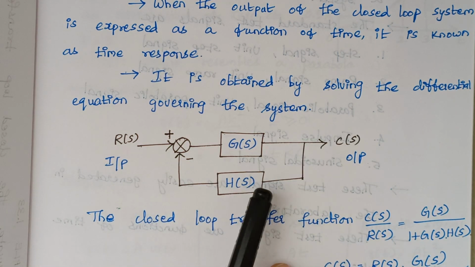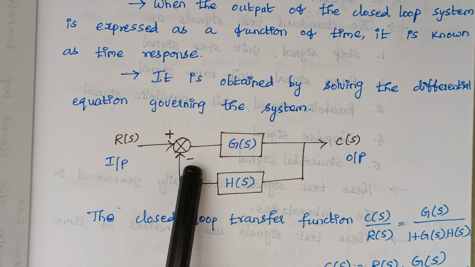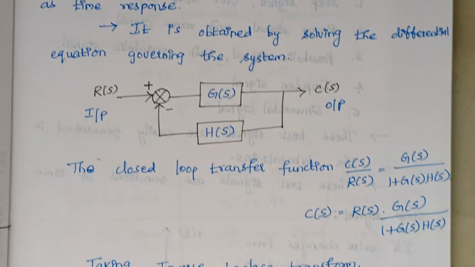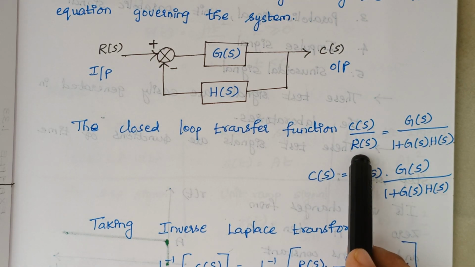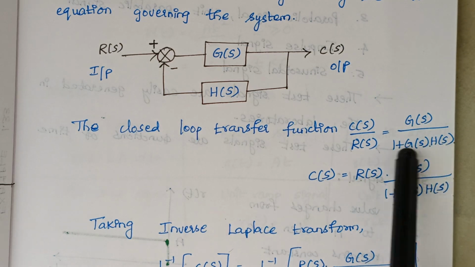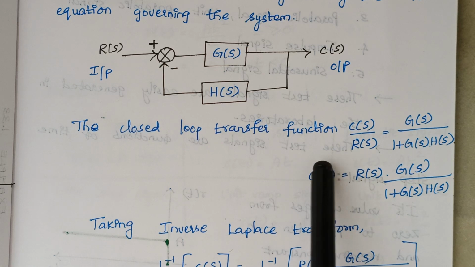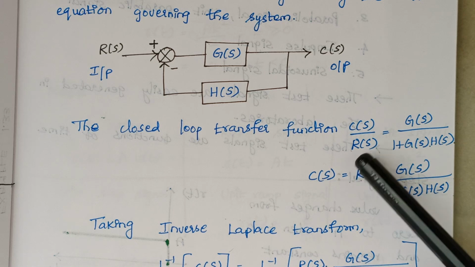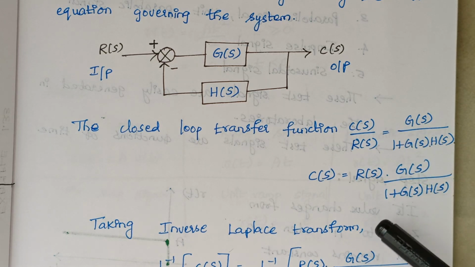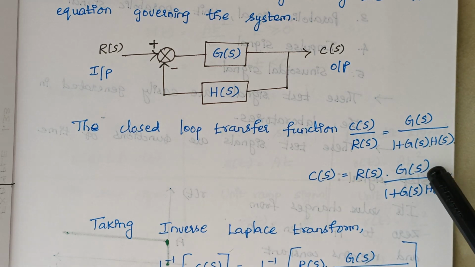So here this is a typical diagram of a closed loop system, and here the type of feedback is negative. So the closed loop transfer function is given as C of S by R of S, and that is equal to G of S divided by 1 plus G of S into H of S, right? Here, as we all know, R of S is the input and C of S is the output. So from this, I am moving this R of S to the right hand side. So here we will be having C of S is equal to R of S into G of S by 1 plus G of S into H of S.